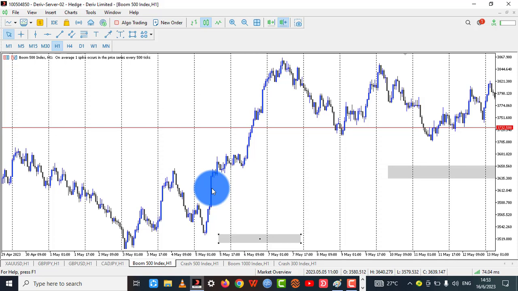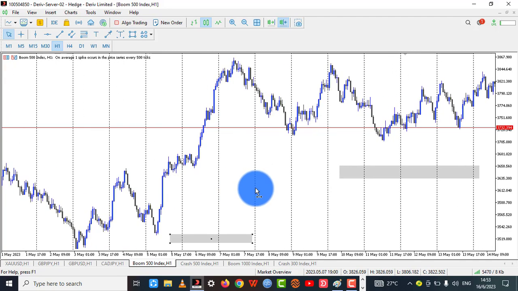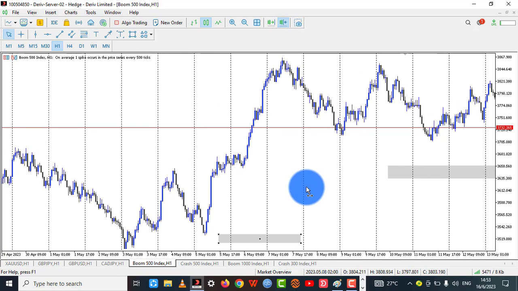And for those who don't know what boom and crash is, these are indices that are provided by the broker Deriv, link in the pinned comment below.